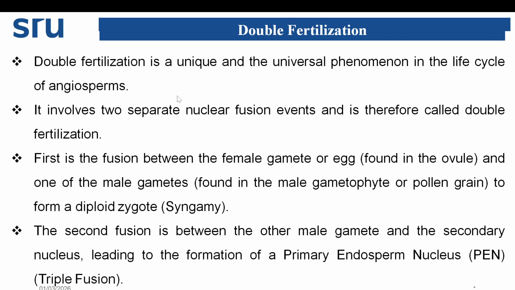So this double fertilization is a unique and universal phenomenon in the life cycle of angiosperms. It involves two separate nuclear fusion events and therefore it is called double fertilization. First is the fusion between the female gamete or egg and one of the male gametes to form a diploid zygote. That process is called syngamy. The second fusion is between the other male gamete and the secondary nucleus, leading to the formation of the triploid primary endosperm nucleus. That's why the whole process is called triple fusion.